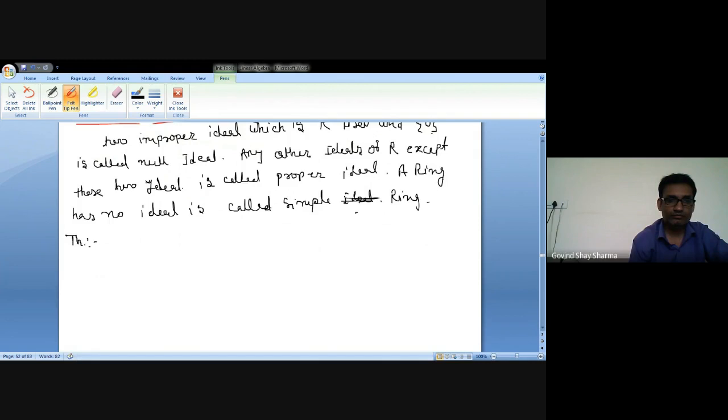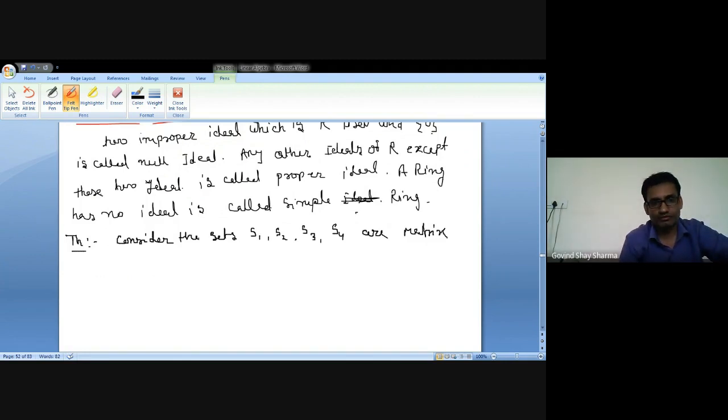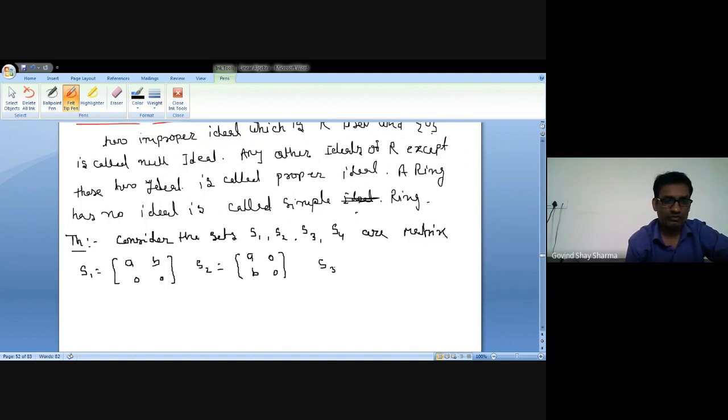Now, theorem. Consider the sets S1, S2, S3, S4 of matrices of the form a, 0, 0, 0 and a, b, 0, 0.